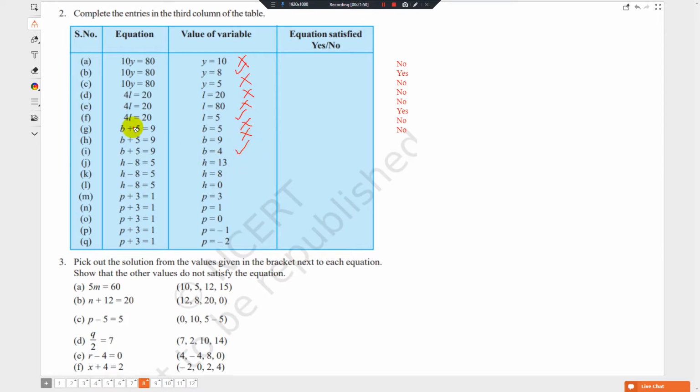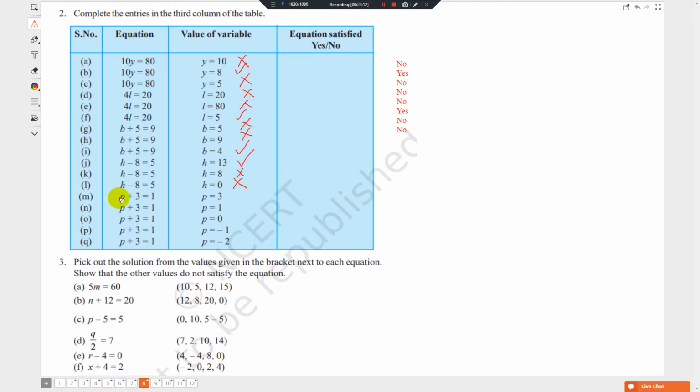Now here h minus 8 is equal to 5. h is equal to 13. 13 minus 8. What gives 13 minus 8? Yes, that comes right. It gives 5. Now 8 minus 8 is equal to 5? No. 0 minus 8 is equal to 5? No.